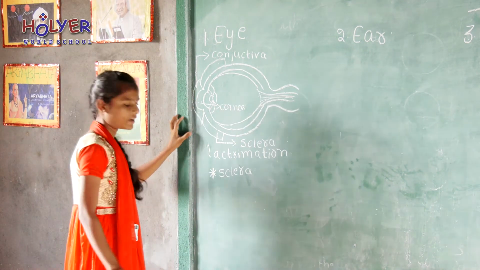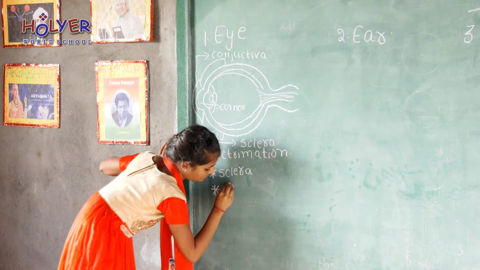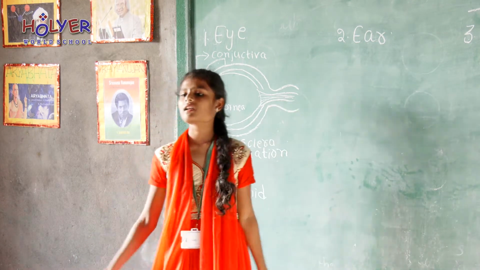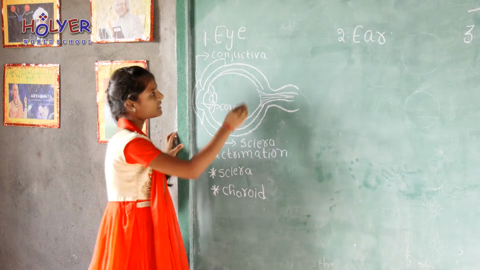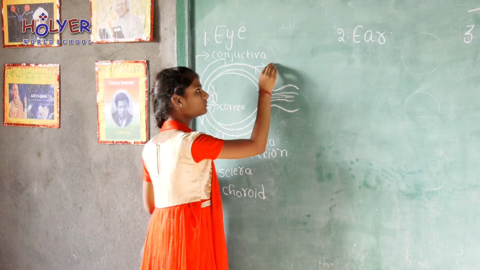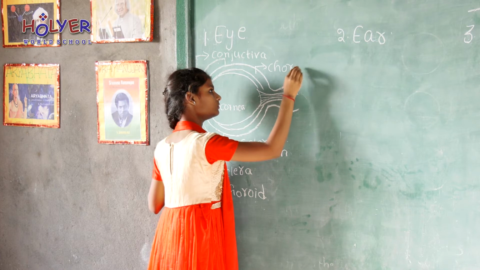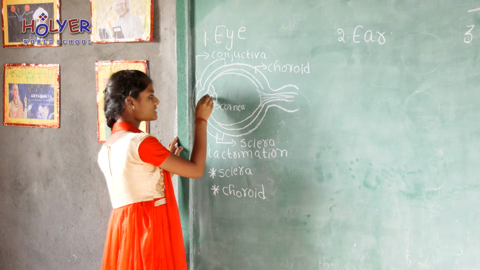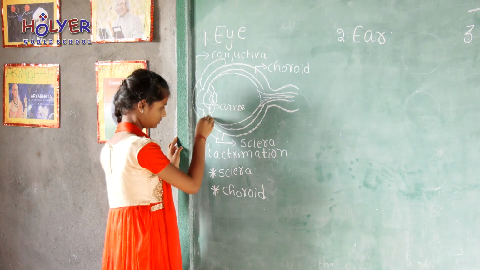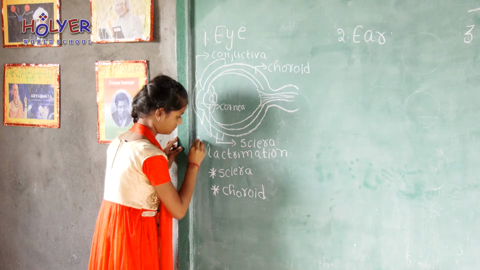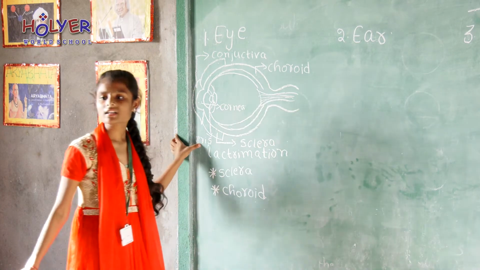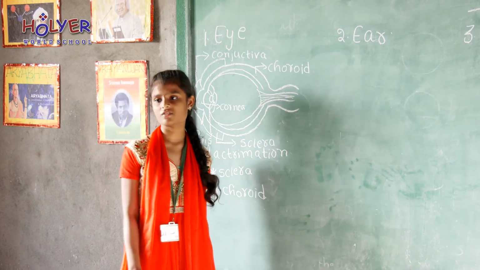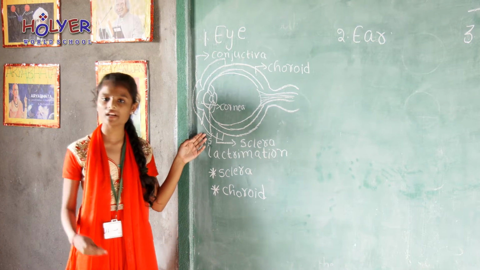And the second layer is the choroid. Choroid is black in color and it contains a lot of blood vessels, and this is the choroid. With the help of this choroid, the pupil and iris are formed. This is the pupil, this is the iris. We observe that in the Aadhaar card they take the photo of the iris. This is because in every person the iris is different. So it is taken in Aadhaar cards to identify people.